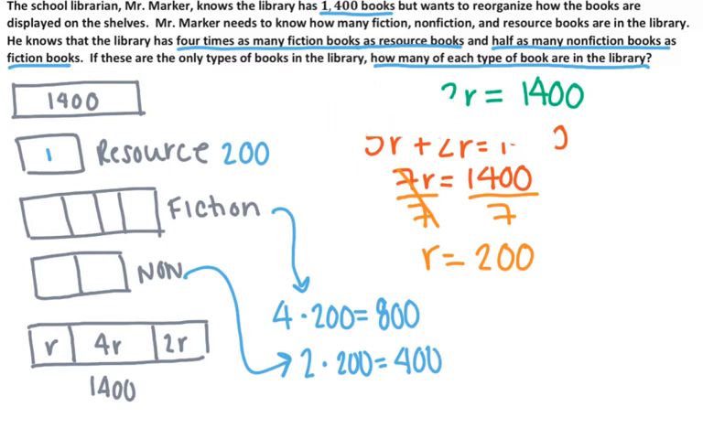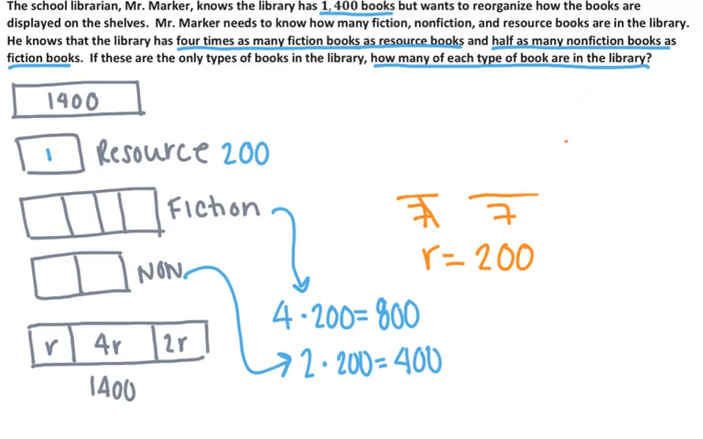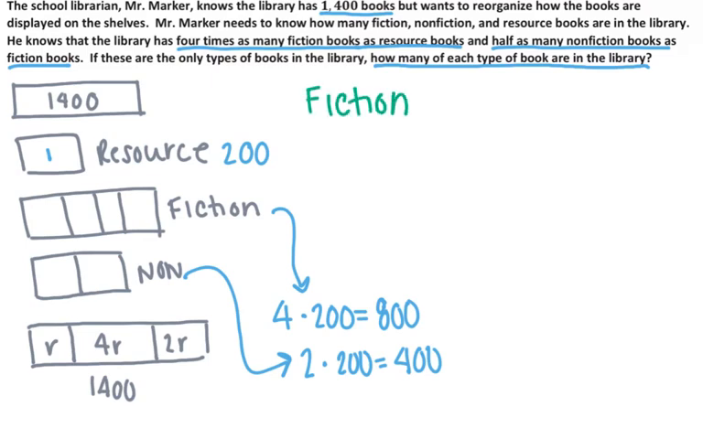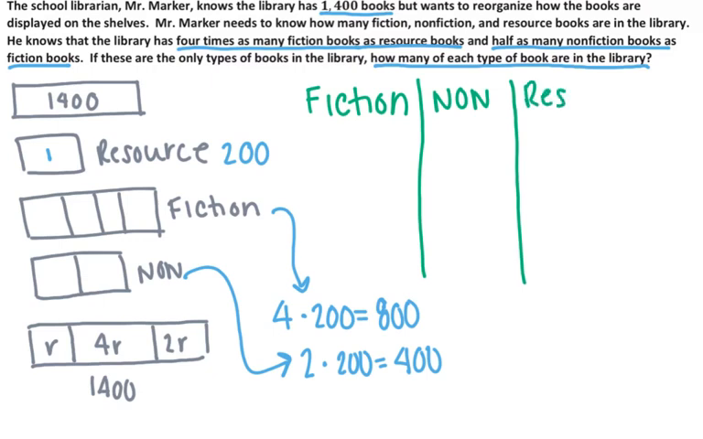And lastly, we're going to put it into a table. So in our table, I'm going to have fiction, nonfiction, that I'm just shortening to non, resource, which I'm just going to abbreviate because I'm running out of room, and then total.